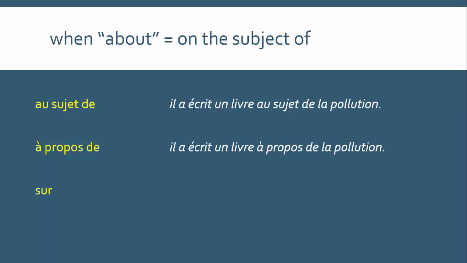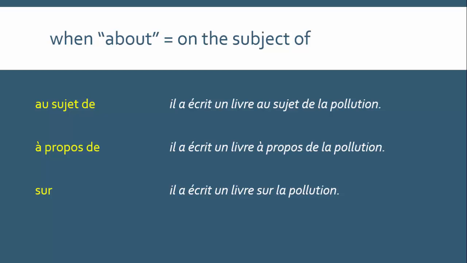And we do this in English. Il a écrit un livre sur la pollution. He's written a book on pollution. Okay, on and about, in this sense, are quite often synonymous. Now these are fine. Use them as much as you like. But some people do have a tendency to overuse them.